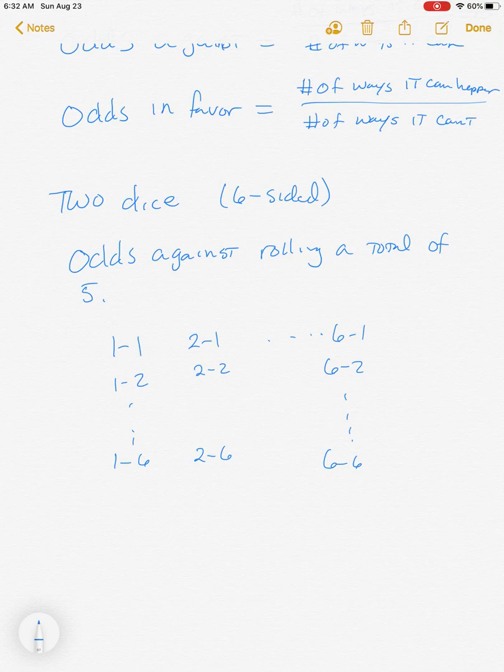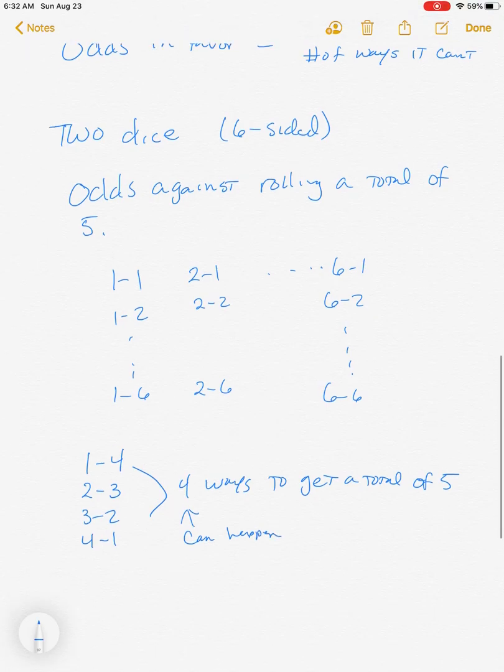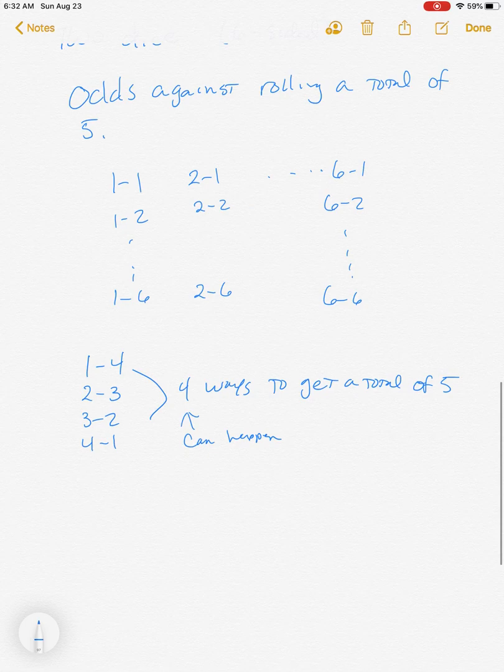So let's take a look at 5. What are the ways there are to roll a 5? Let me start with 1. 1 and 4 will do it. 2 and 3 will do it. 3 and 2 will do it. 4 and 1 bring me there. And I can't go up to 5 because there is no 0. So there's 4 ways to get a total of 5. So 4 is the number of ways it can happen. If you remember, there were 36 total possible outcomes. So that means that there's 32 ways it can't happen.